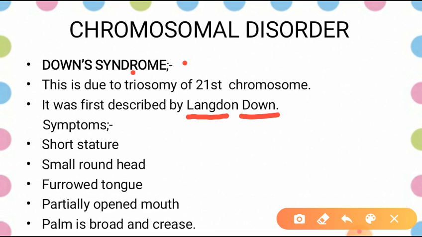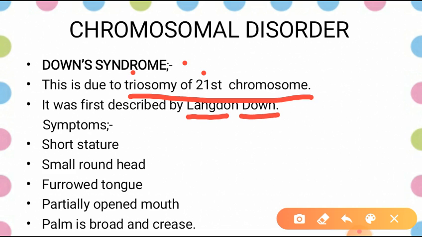And here it is because of trisomy of the 21st chromosome. Each chromosome, we have how many copies? 2 copies. That is why 23 pairs. Here instead of 2 copies, the 21st chromosome is present in 3 copies. That is why it is due to trisomy of the 21st chromosome.